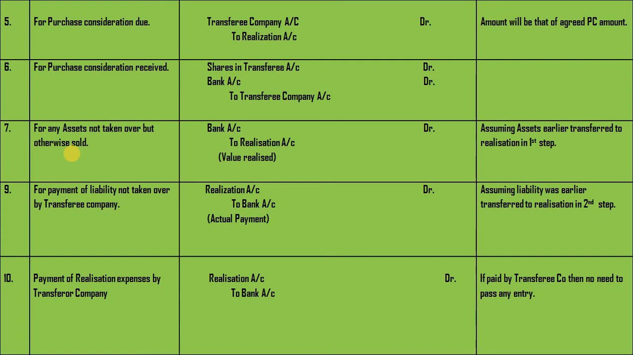Okay. Point number 10. Payment of realization expenses by transferor company. If there are realization expenses paid by the transferor company, then it is an expense. Therefore, you have to pass a journal entry in this manner. Realization account debit to bank account, because money is going out and it is your expense, so realization account will be debited, right? Sometimes the transferee company may pay the realization expenses of the transferor company. If that is provided in the question, then you don't need to make any journal entry, right?